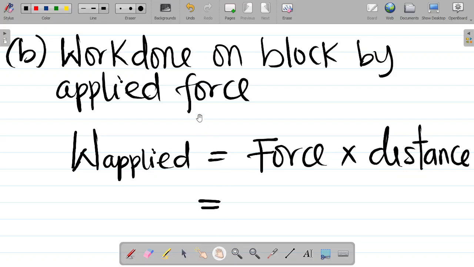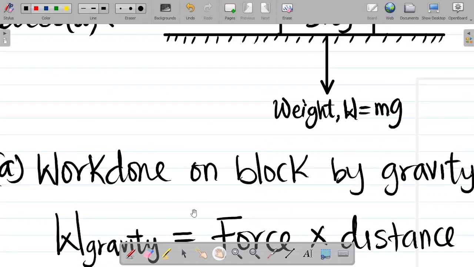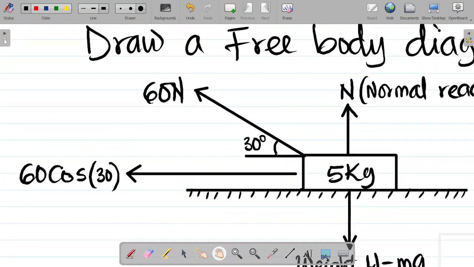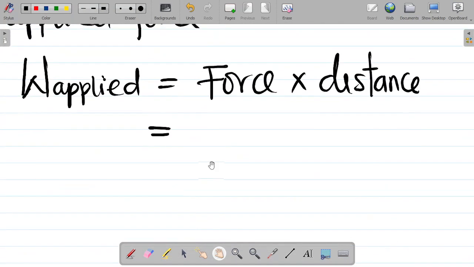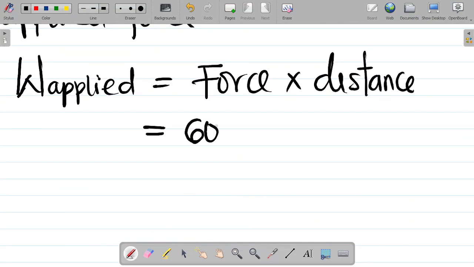And that's equal to, what's the force for this question here? The applied force is what there? The 60 Newton. But if you're talking about work done, considering the fact that this body will move in this particular direction here, for the work done, we'll take the force in this direction, which is actually equal to what there? The horizontal component of this force of the 60 Newton, which is simply 60 cos 30. So the force here becomes 60 cos 30.